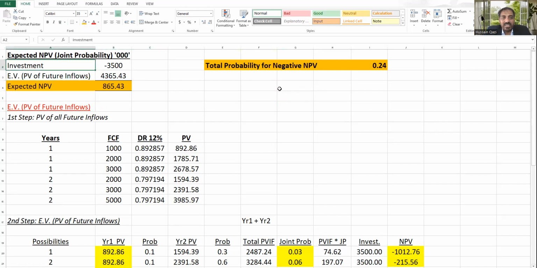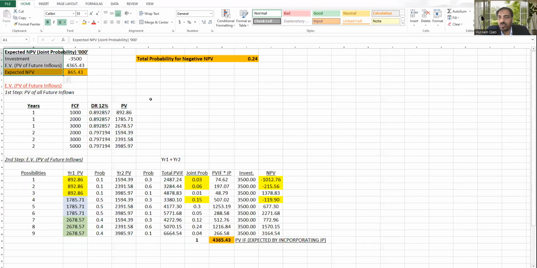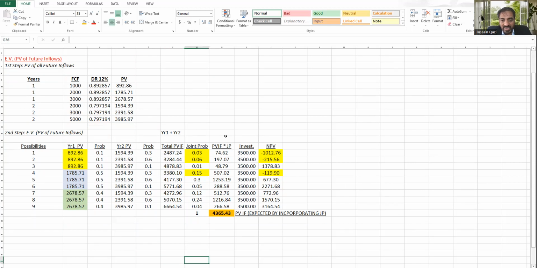If I say that this project, with a joint probability, has a positive NPV of 865.43, okay, done. But number two, there are 24% chances that NPV is negative. That is a substantial, very huge chance that NPV becomes negative. So one piece of information is that the estimated NPV is positive. The second is that the chances of negative NPV is 24%.